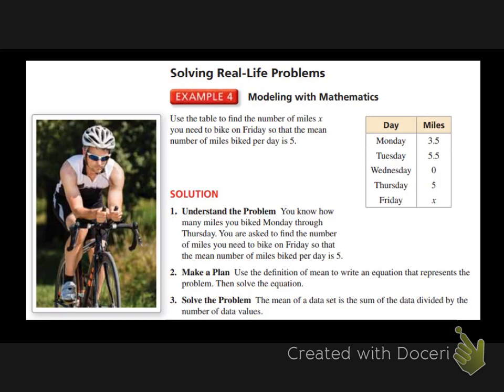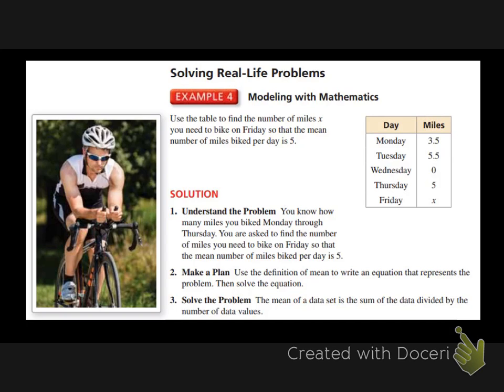The first step was to understand the problem. You know how many miles you biked Monday through Thursday. You were asked to find the number of miles you need to bike on Friday so that the mean number of miles biked each day is 5. Then you're going to make a plan. Use the definition of mean to write an equation that represents the problem. Then you're going to solve the equation.